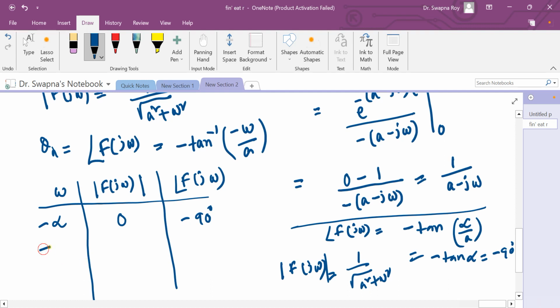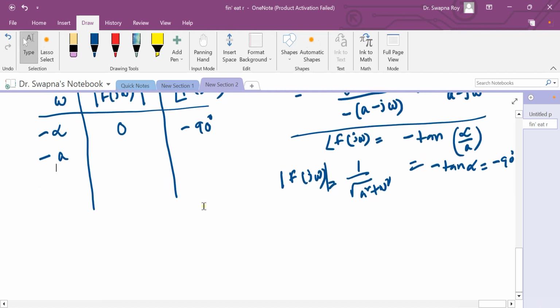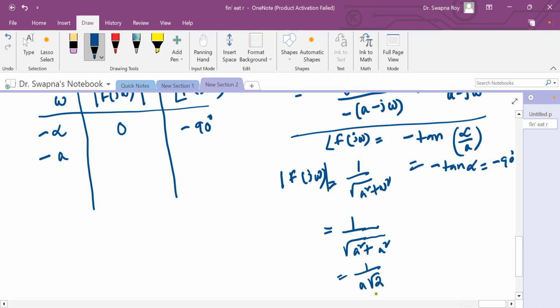Now I'm putting omega is equal to minus a. If I put omega is equal to minus a, at that time F(j omega) is equal to 1 by root of a square plus a square. So this is 2a square, so a root 2. So this will be 1 upon a root 2.